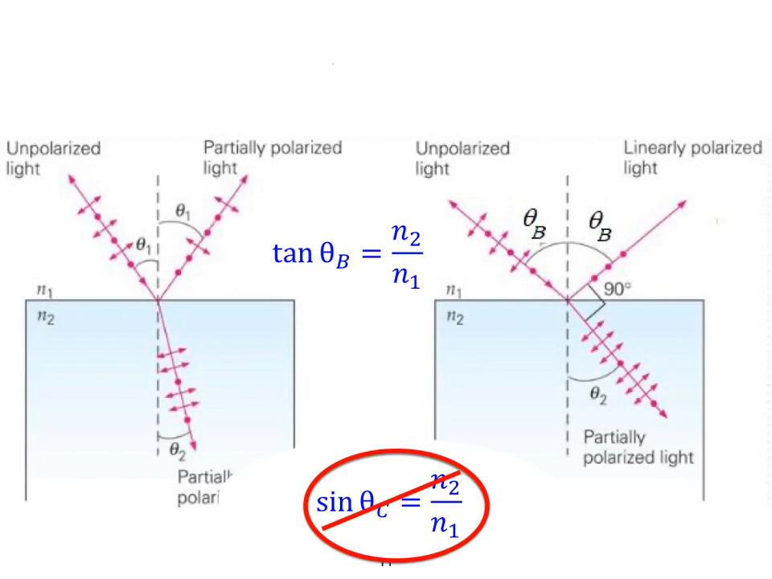There's an easy formula to find Brewster's angle. The tangent of Brewster's angle equals the index of refraction of the refracting medium over the index of refraction of the incident medium. Be careful, this is very similar to the equation that we saw for the critical angle, which, as you recall, is the angle at which light is 100% reflected. But the difference between the sine of theta and the tangent of theta will give you very different angles.